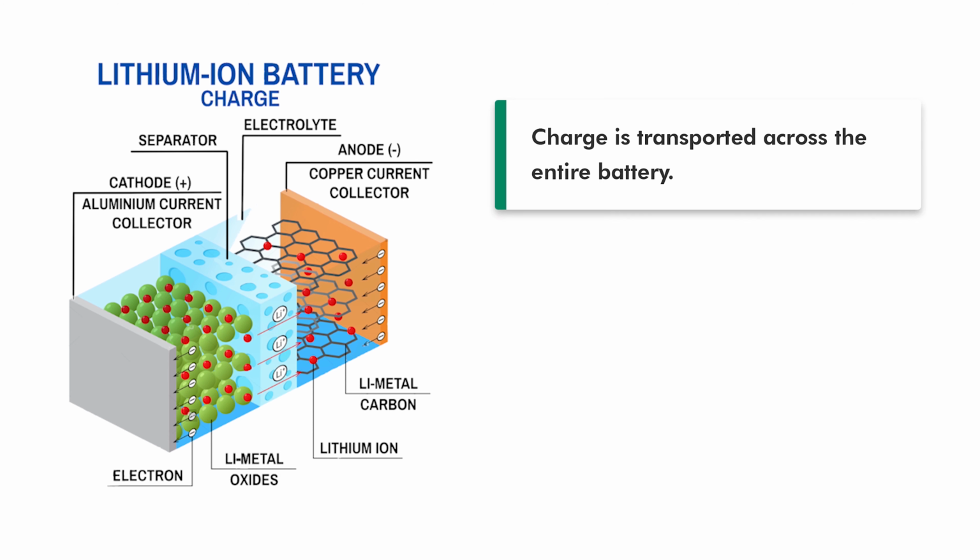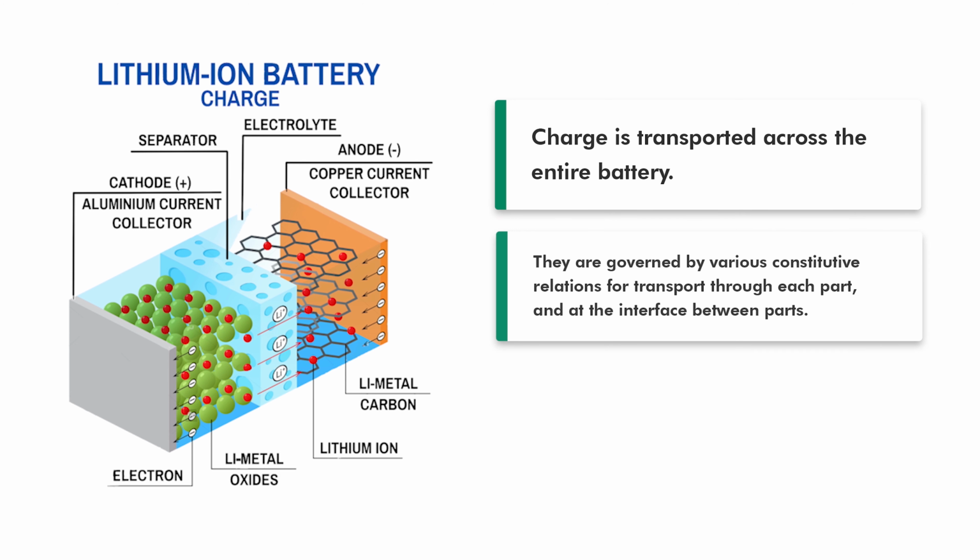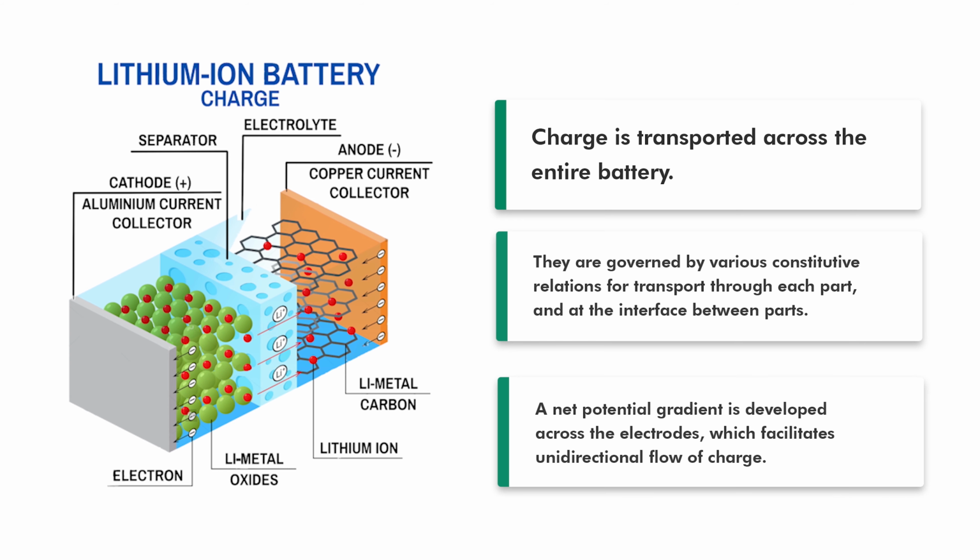Charge is transported across the entire battery, governed by various constitutive relations for the transport through each part and at the interface between parts. There is a net potential gradient developed across the electrodes which facilitates unidirectional flow. Here we can see graphite and metal oxide electrodes, which is only for illustrative purposes.